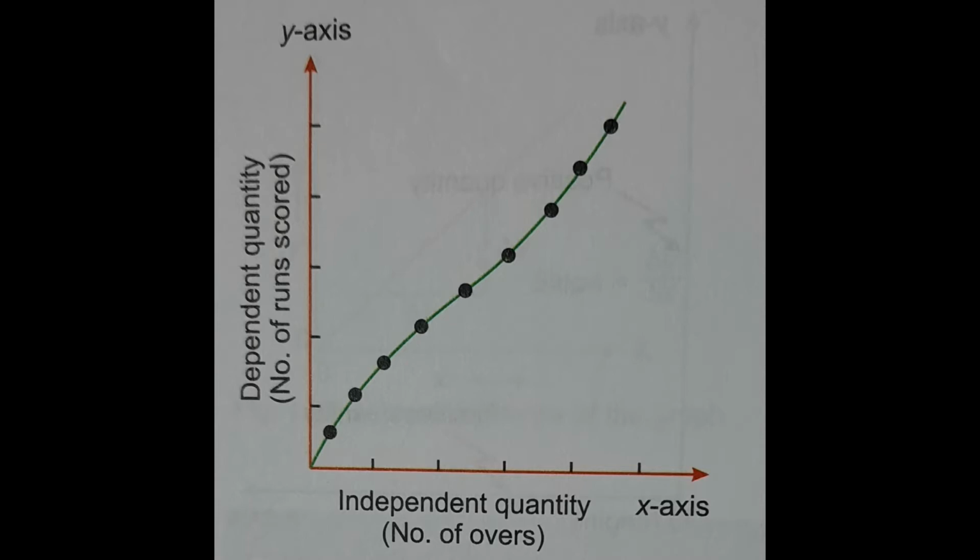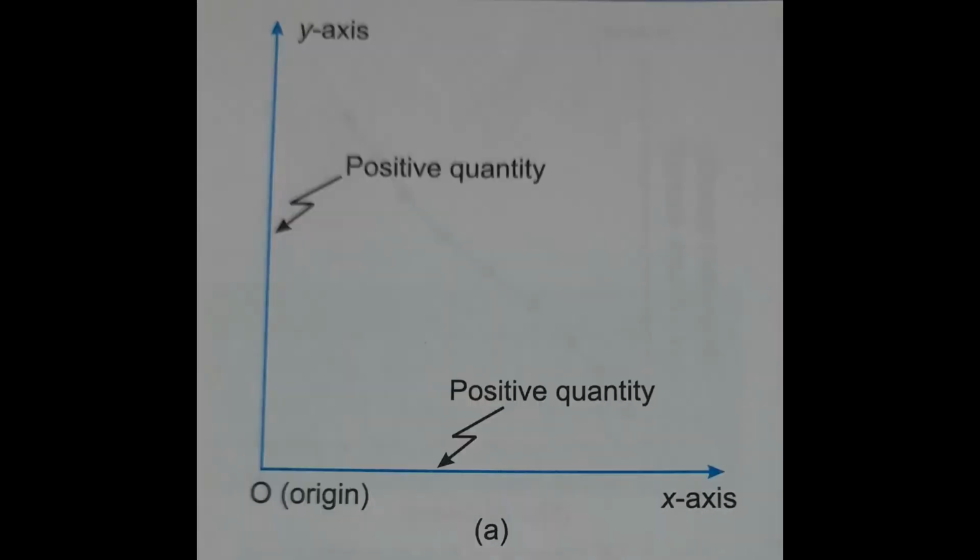For example, if we want to draw a graph between the number of runs scored and the number of overs played in a cricket match, then the number of overs is the independent quantity and the number of runs scored is the dependent quantity. It is clear from this graph.